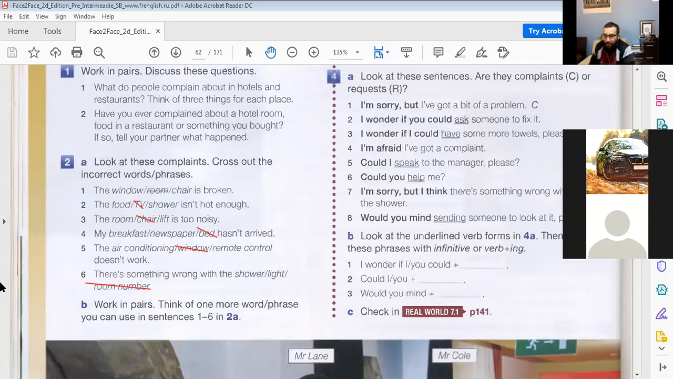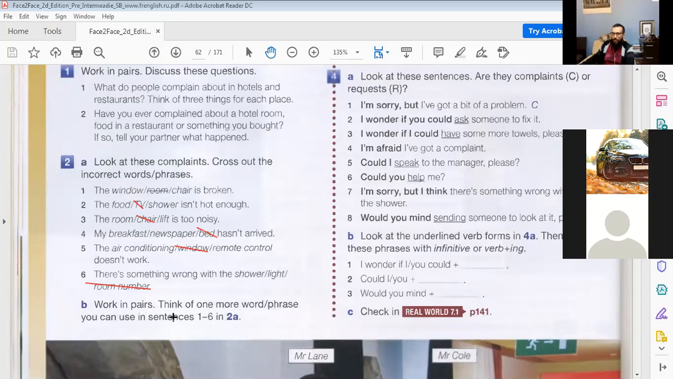But maybe there's a problem with the light, it's not working. Maybe the shower is not working. There's something wrong with anything you use in the room. That's the idea. If it's something you use, then maybe there's something wrong with it. But room numbers, you don't use them. It's just a room number. Okay, so you can see already that the whole lesson is about hotels, restaurants, and so on.